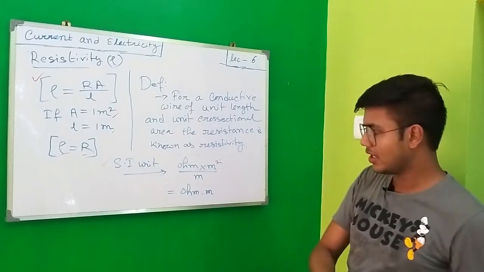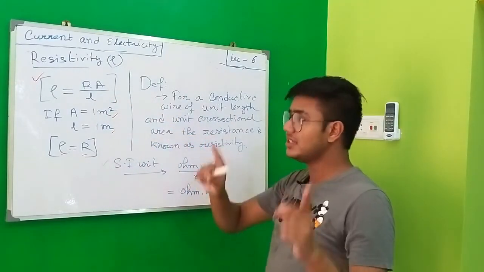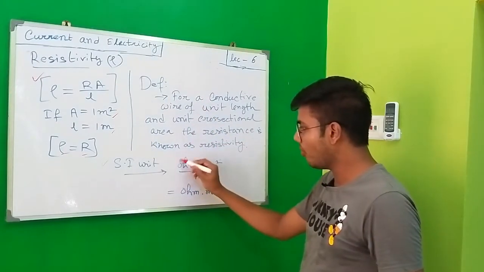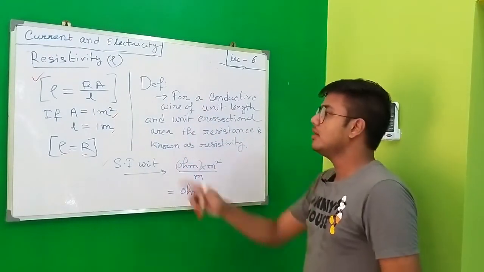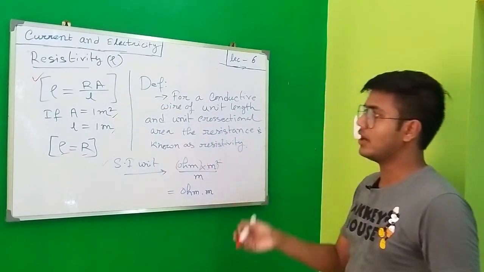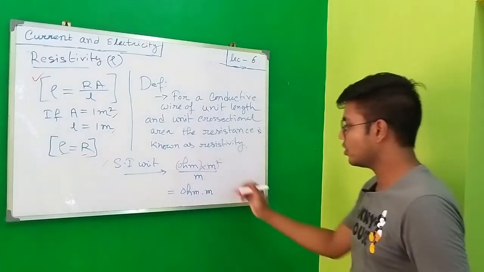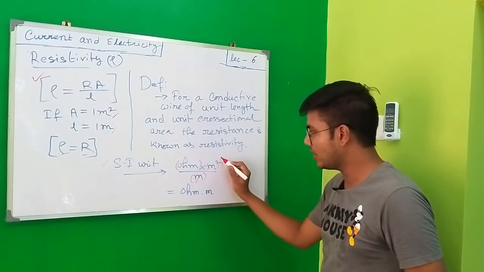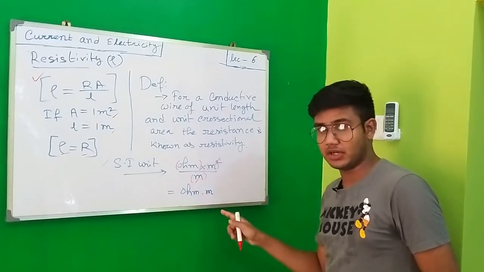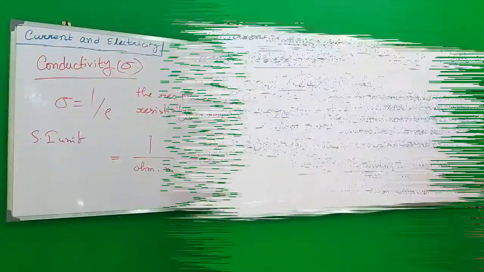Now moving to its SI unit. From this formula, we know that resistance has the SI unit ohm, so I am placing ohm here. With that, area, that is meter square, so into meter square, divided by length, that is only meter. As you can see, 1 meter will cancel another and it will remain as ohm into meter. That is the unit of resistivity.